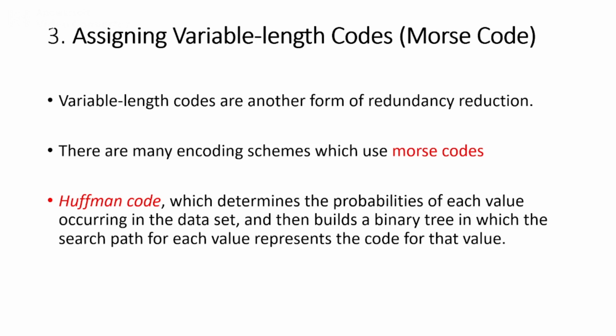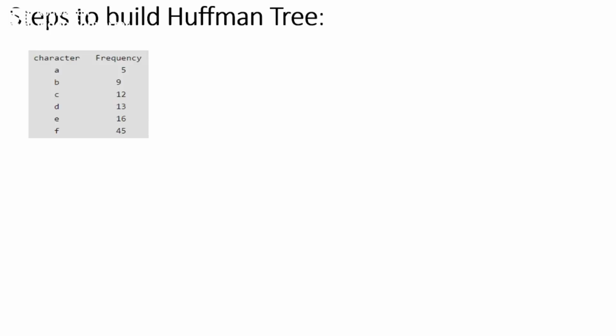So let us go through an example of Huffman coding and how we can construct the Huffman tree. These are the steps to build the Huffman tree. Let us take an example. Here we have different characters A to F, and we have frequencies. Frequency is nothing but how many times that character gets repeated. Here character A is repeating 5 times, character B is repeating 9 times, and so on.